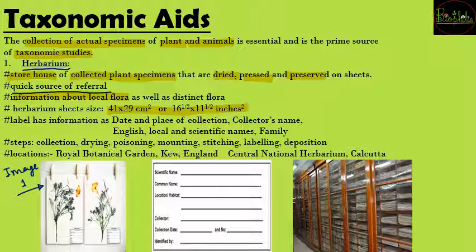Now to understand what the specimen wants to tell you, there is going to be a label of information, and information label में क्या क्या put होता है? You can get the data regarding the date and the place of collection, who collected the specimen, that is the collector's name. You can get the English, local and the scientific name of the plant species that has been preserved onto the sheet, and even you can get the family of that particular specimen. Now this was regarding how they actually help you to understand the taxonomic studies.